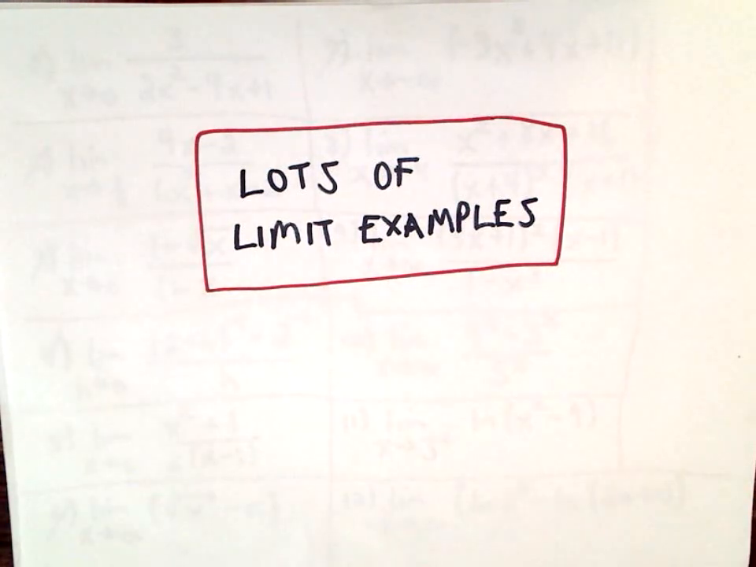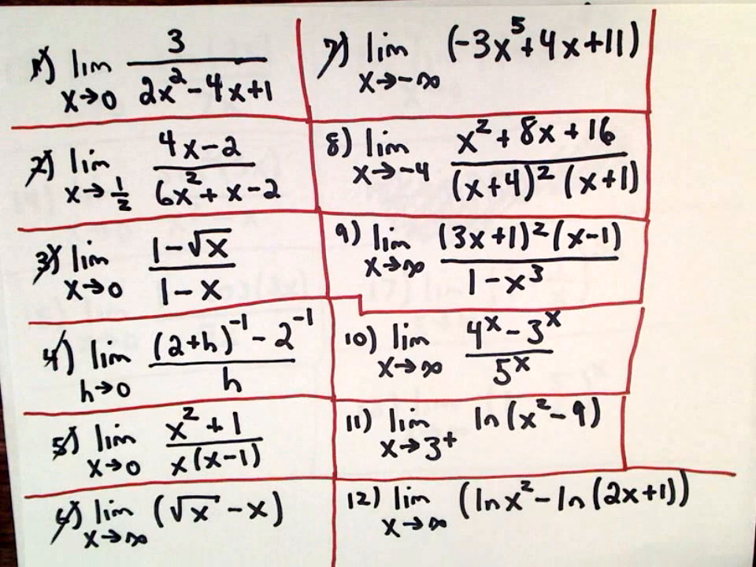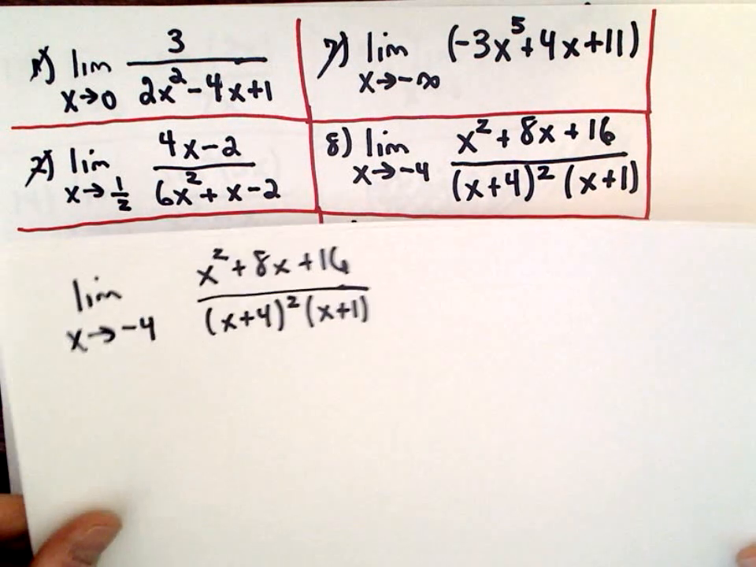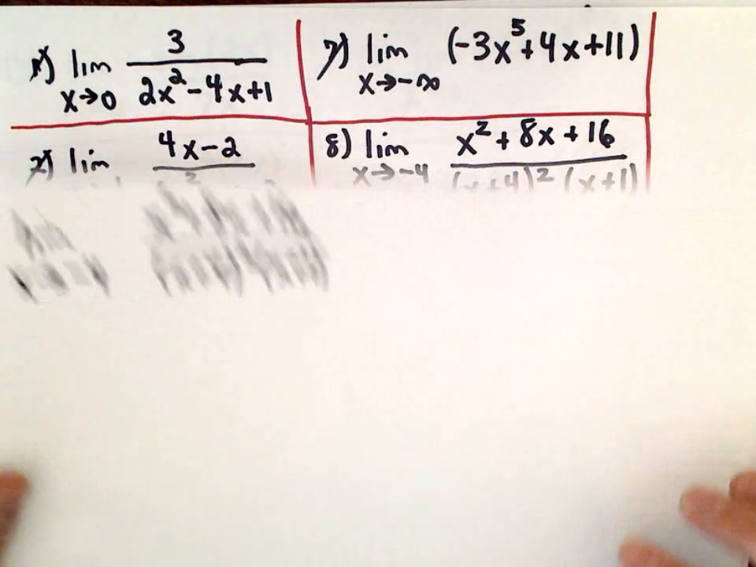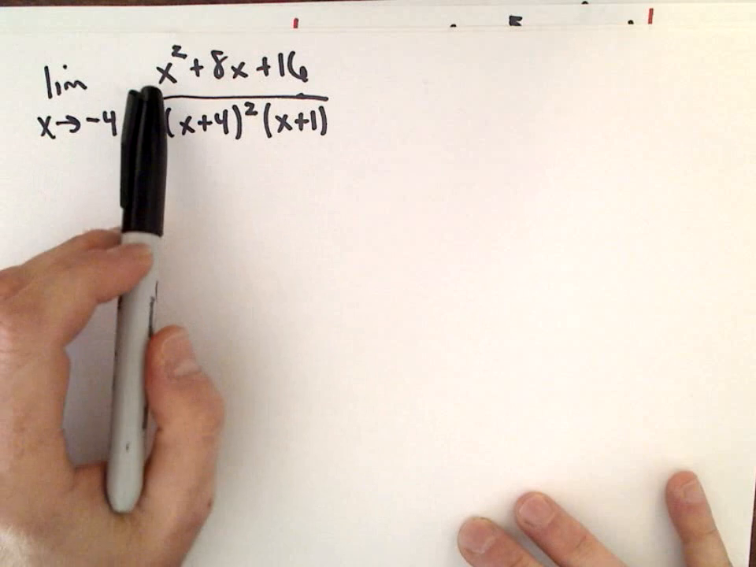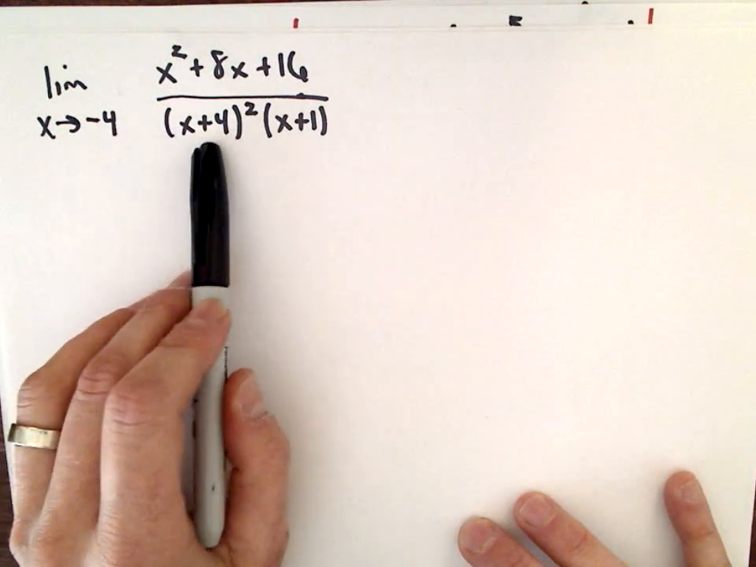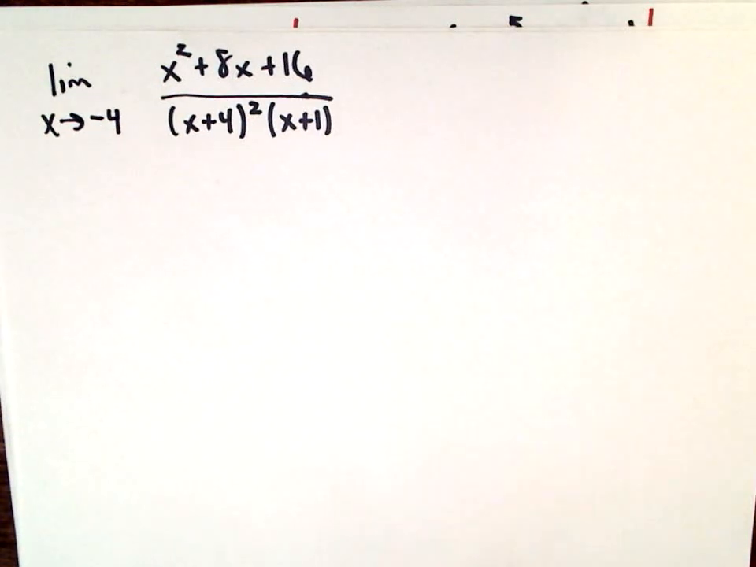Okay, let's continue our series of limit examples. So I think last time we stopped at number 8, so let's jump right back in there. I'm actually going to do a variation of number 8 as well, but let's do it as is first. So it's the limit as x approaches -4 of x squared plus 8x plus 16, all divided by the quantity x plus 4 squared multiplied by x plus 1.